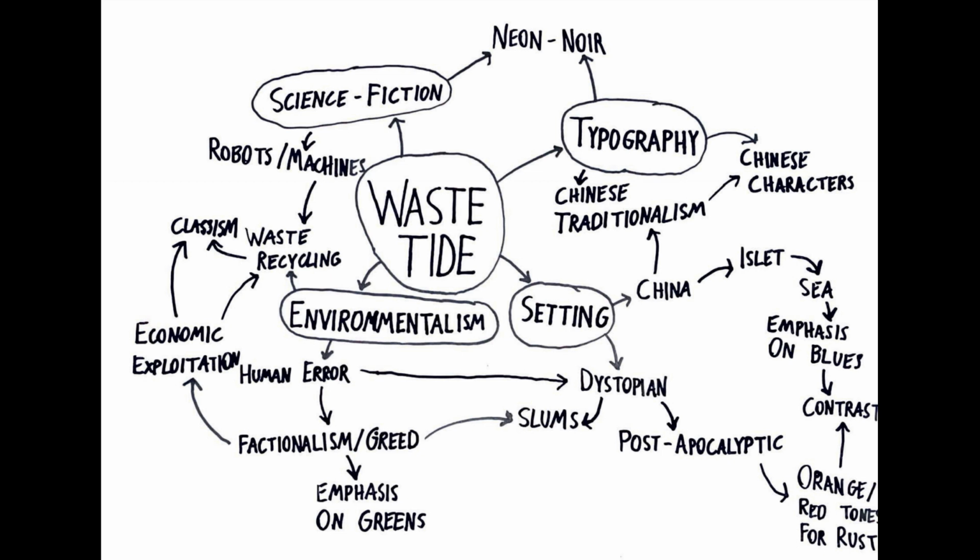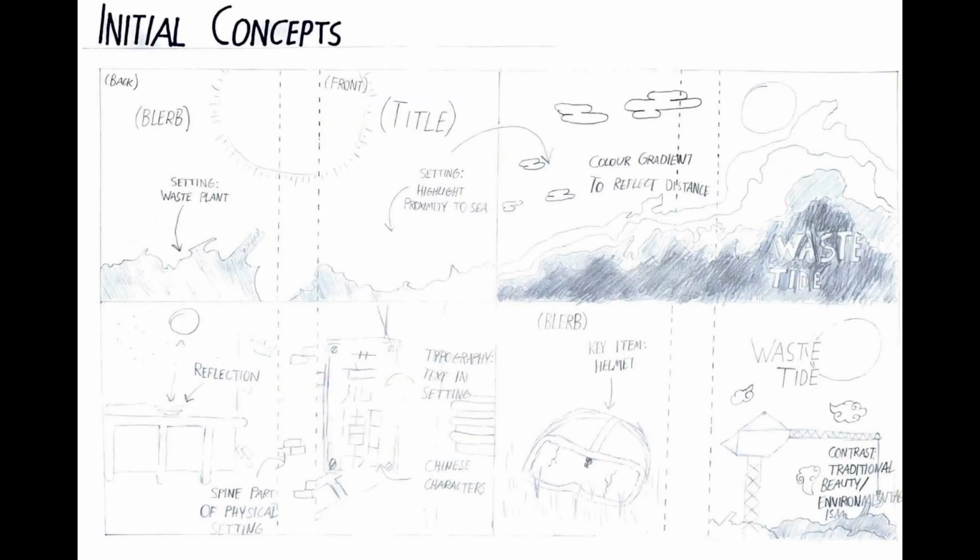From there, I developed upon other aspects of the novel which interested me, such as the setting, which helped inspire creative choices like color. From here, I began drafting some initial concepts for the book, incorporating ideas from the mind map. I specifically began experimenting with the idea that it would be an interesting contrast to balance Chinese traditionalism with dystopian waste out of respect for the setting.